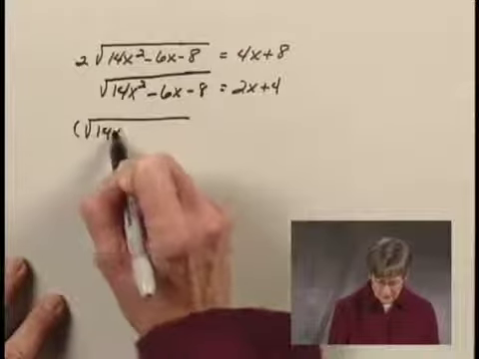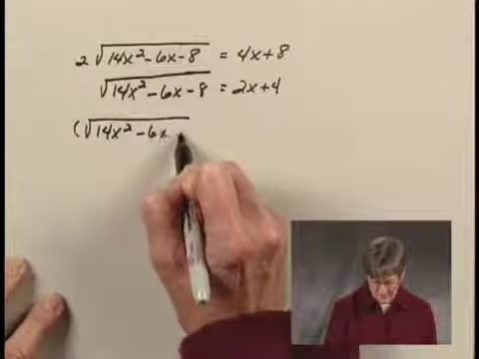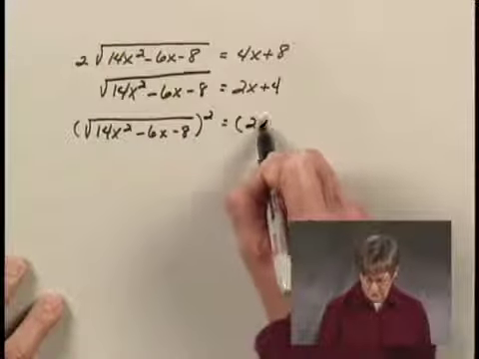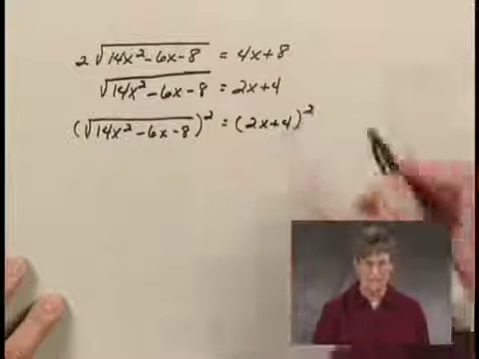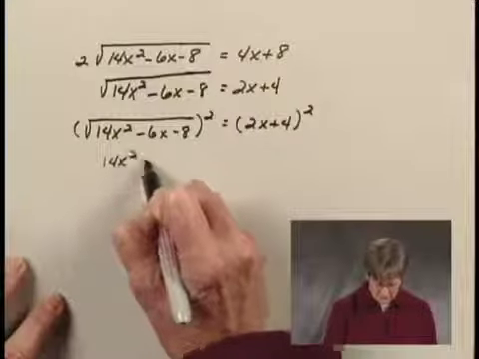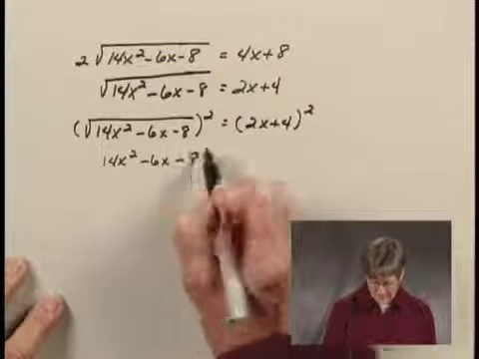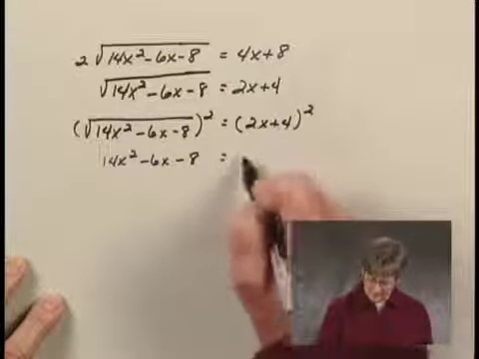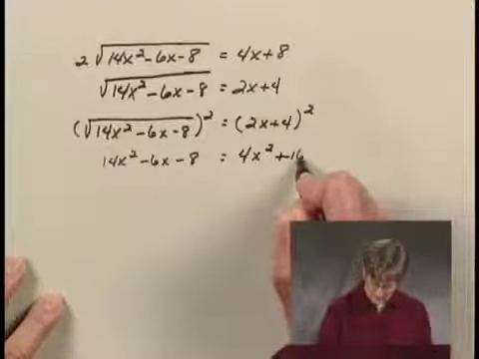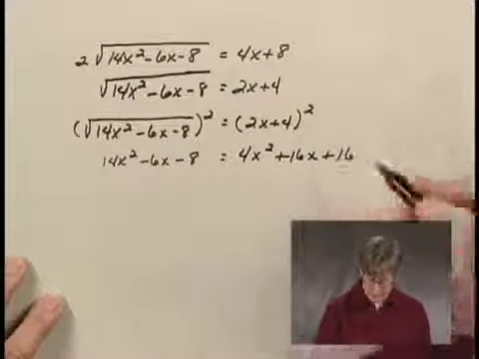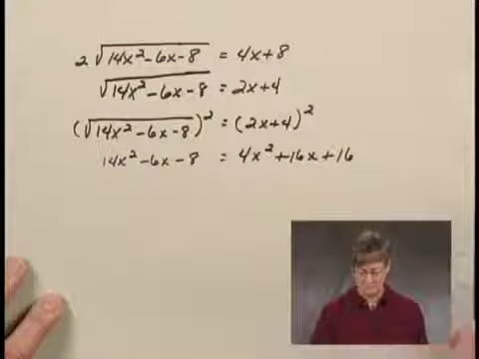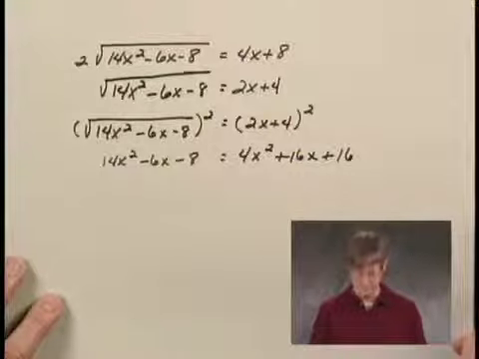We have the square root of 14x squared minus 6x minus 8 squared equals 2x plus 4, that quantity squared. On the left-hand side, I'm going to have 14x squared minus 6x minus 8. And on the right-hand side, when I square, I get 4x squared plus 16x plus 16. Now I have a second degree, a quadratic equation here, so I'm going to write this equation with a 0 on one side of the equal sign.